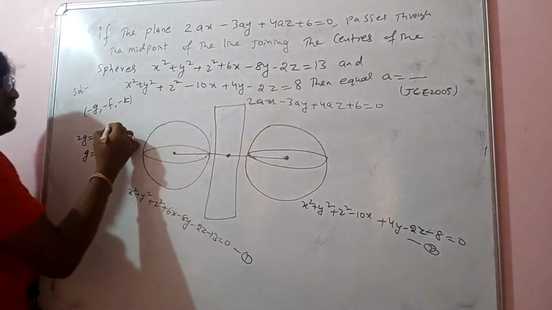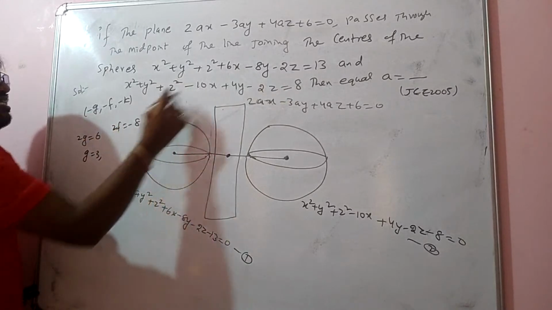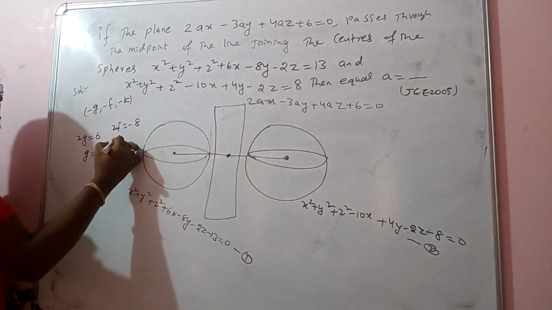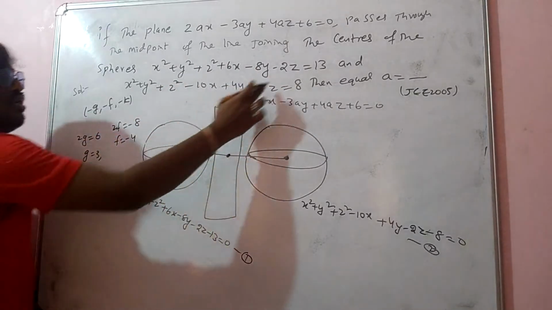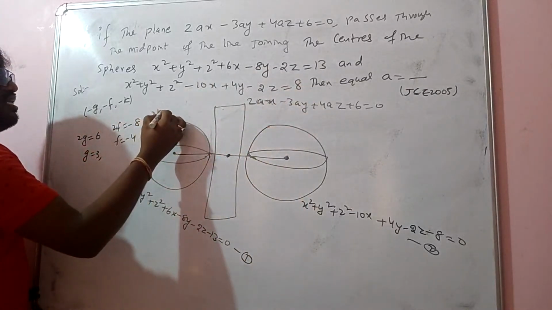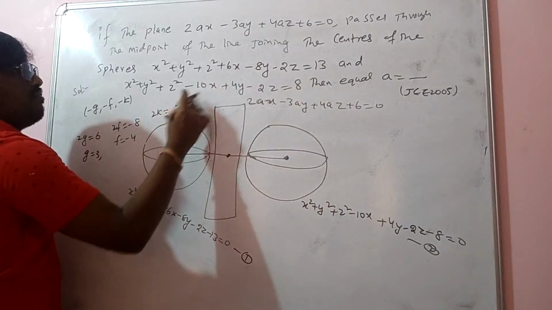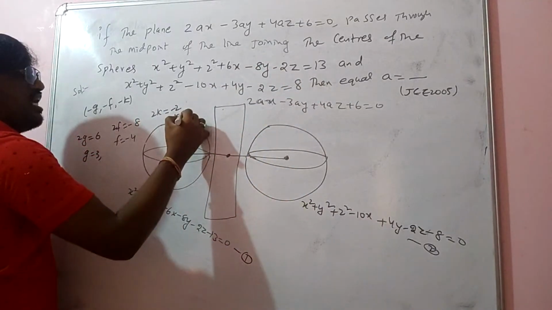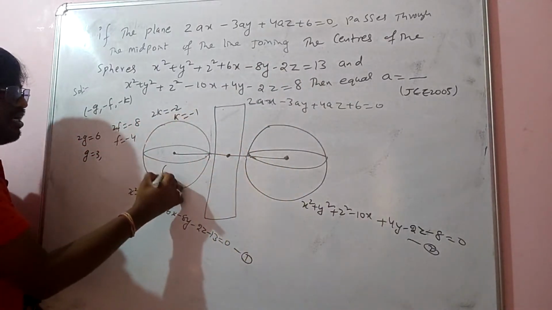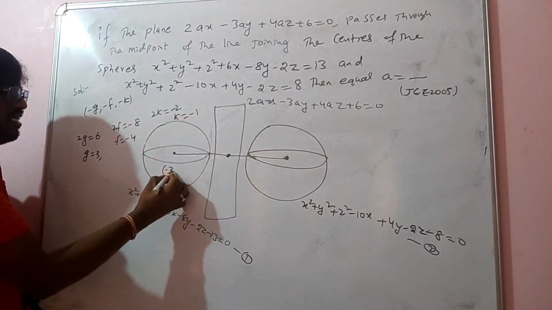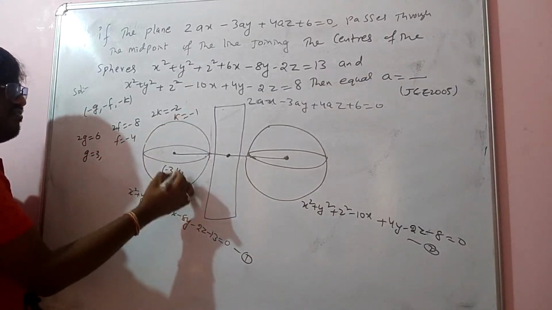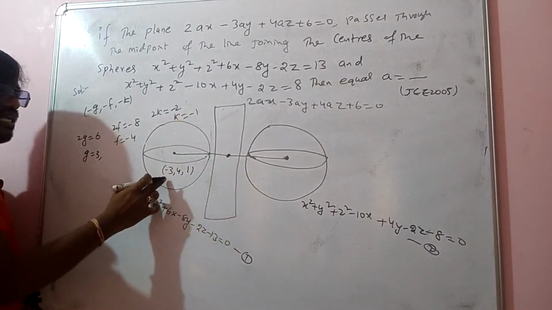2f is equal to minus 8, so f is equal to minus 4. 2k is equal to minus 2, so k is equal to minus 1. So according to this formula, minus g, minus f, minus k, this is the center I got.